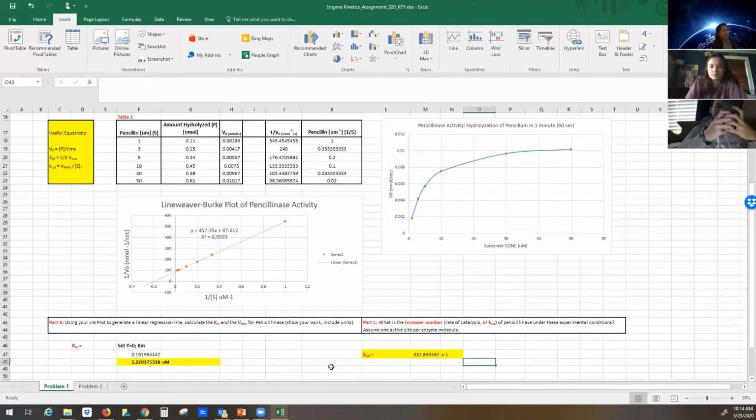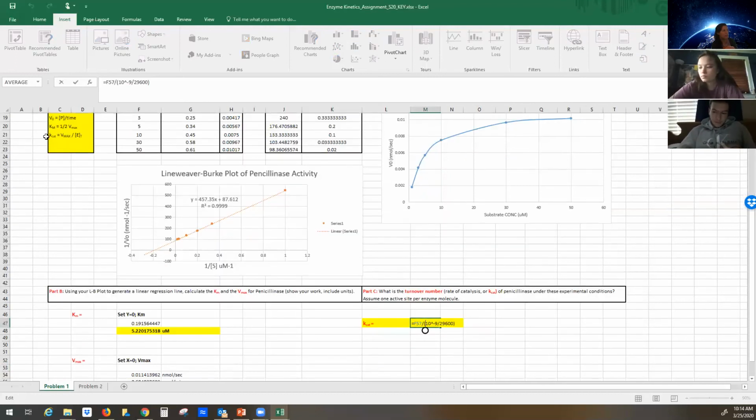Okay, so for that one, that's pretty much it. For the rate of catalysis, you have to think about how much enzyme you have there if you want to figure out the actual turnover number. With the rate of catalysis, we are using the equation up here, where Kcat is equal to Vmax over the concentration of total enzyme.